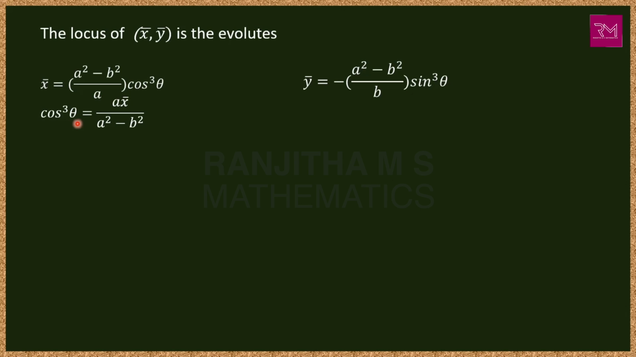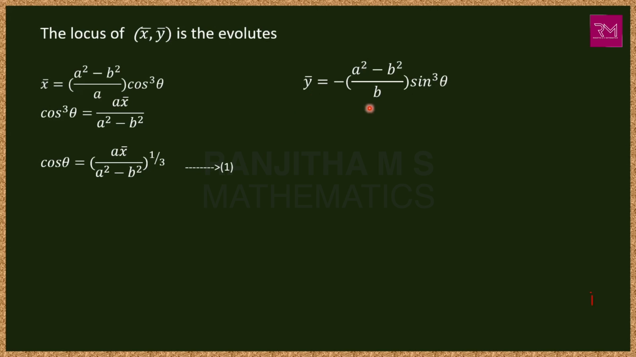From this, we can find cos³θ. If we take a to the left hand side and a² − b² to the denominator, that becomes cos³θ = ax̄/(a² − b²), and cos θ is, if we take the power 3 to the right hand side, whole power 1 by 3. Hence we get cos θ = (ax̄/(a² − b²))^(1/3). That is our cos θ. Take it as equation 1.